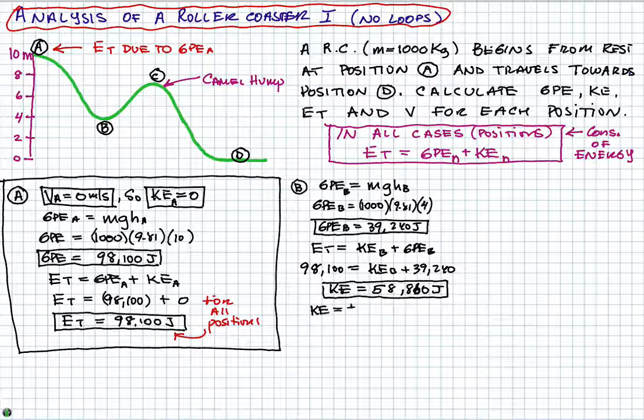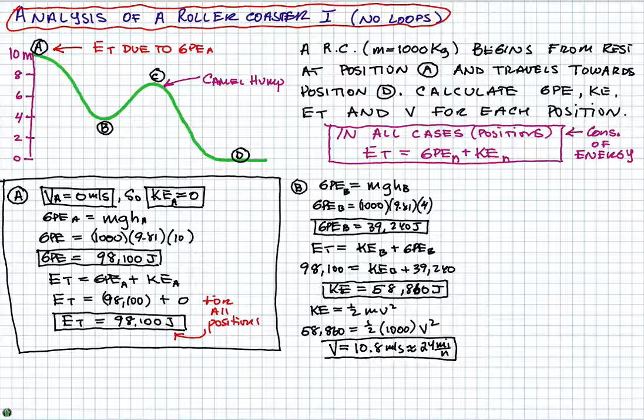So KE is equal to 1/2 mv squared, and I can use that to figure out the velocity. So 58,860 is 1/2 times 1,000 v squared, and v is equal to 10.8 meters per second. By the way, that's approximately 24 miles per hour.